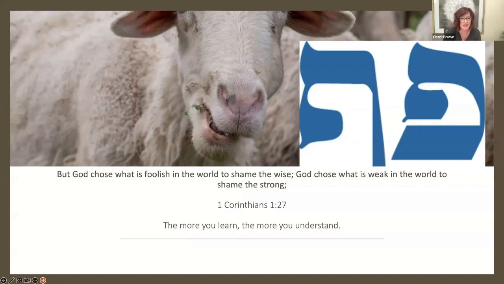But God chose what is foolish in the world to shame the wise, and God chose what is weak in the world to shame the strong. That's in 1 Corinthians 1:27. You may have heard it in King James, I think it says he chooses the weak to confound the wise, or the foolish things to confound the wise. And in this section, where he's giving understanding to the simple, that's what I have in the scriptures translation. The opening of your words gives light, and it gives understanding to the simple.